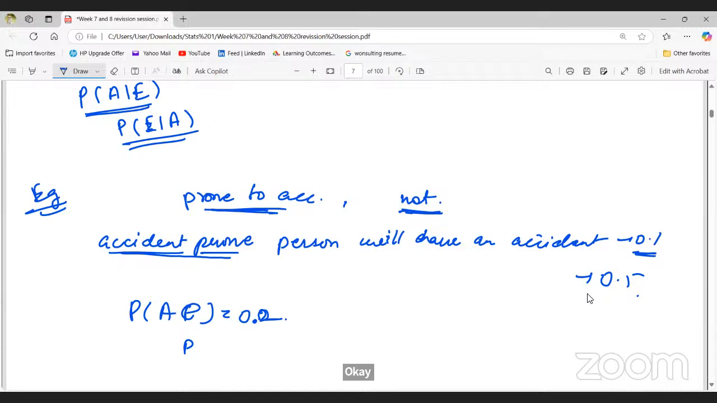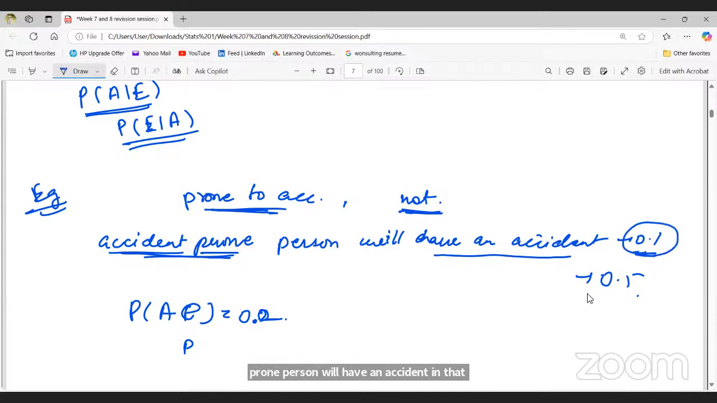See, there are two classes: prone to accident and non-prone to accidents. The data indicate that an accident prone person will have an accident in that one year, and the probability is given as 0.1. That means he is from the accident prone class and that person is actually having an accident. The probability is given as 0.1. You got it? Similarly, the probability for all others, that means the person who is not from the accident prone class and is having an accident, is 0.05.